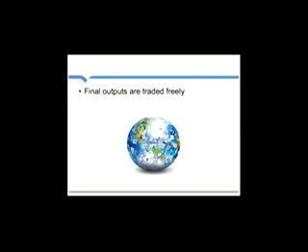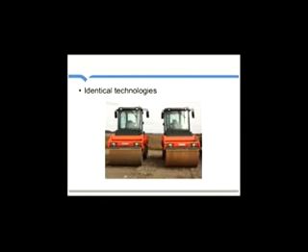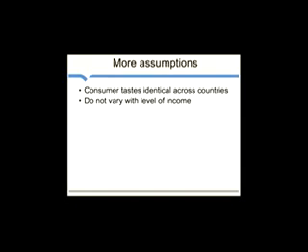The theorem also will assume that final outputs are traded freely. A very important assumption is that of identical technologies in the two countries. That is, the available means of production are the same no matter where we are. The point here is not that this is descriptively realistic, but it's a way of focusing our attention on the differences in factor endowments alone. Please note this assumption because it will play a critical role in our video on empirical tests of the Heckscher-Ohlin Theorem.